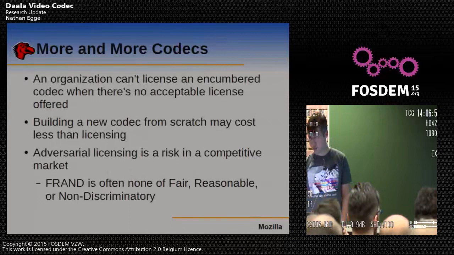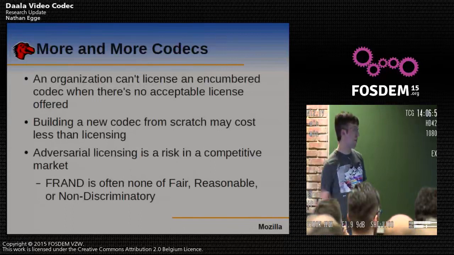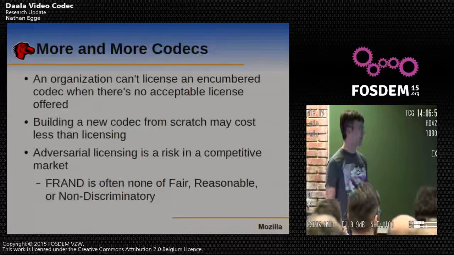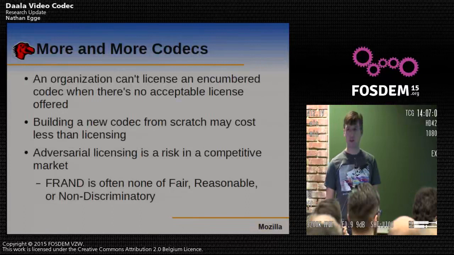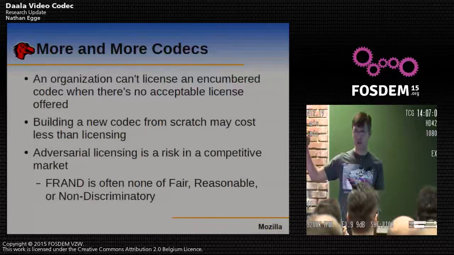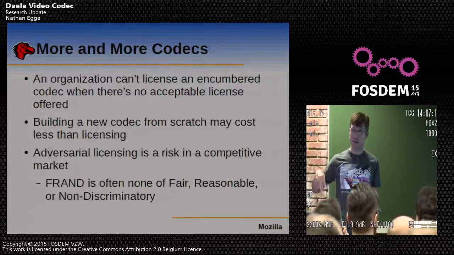And so these are all mostly around cost and licensing. So you can't license an encumbered codec if there's no acceptable license. So for certain video codecs, if you call them to license their codec, they'll give you option A or option B. And neither one of these things applies to you. So there's no acceptable way for you to even get a license.